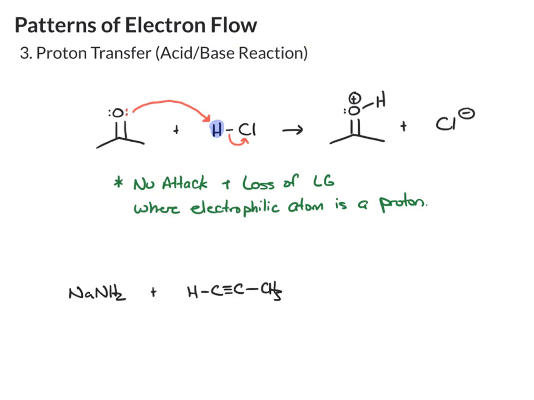Here's another example where we're given NaNH2, and we know what to do with this. We should break that apart. Na+ and NH2 minus. You don't have to, but it might be helpful to draw the two lone pairs on that nitrogen. That's going to be our nucleophile or base, and then the proton in this alkyne is going to be our acid.